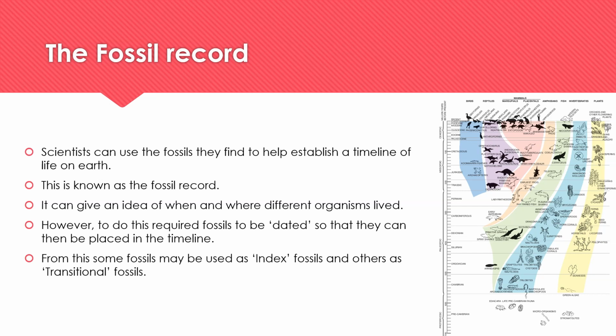So the fossil record. Now we know what fossils are. What is this fossil record we keep hearing about? Well, it's taking those fossils we find to create a timeline of all life on Earth. That is the fossil record. It helps to give an idea of when and where different organisms lived, and to properly do this, not only do you need to have an idea of what the fossils that you've got are, you need to have an idea of maybe when they actually existed, so you can actually put them in the timeline. So this does mean we might use fossils in an interesting way. We can have some fossils acting as index fossils, and others acting as what we might call transitional fossils.